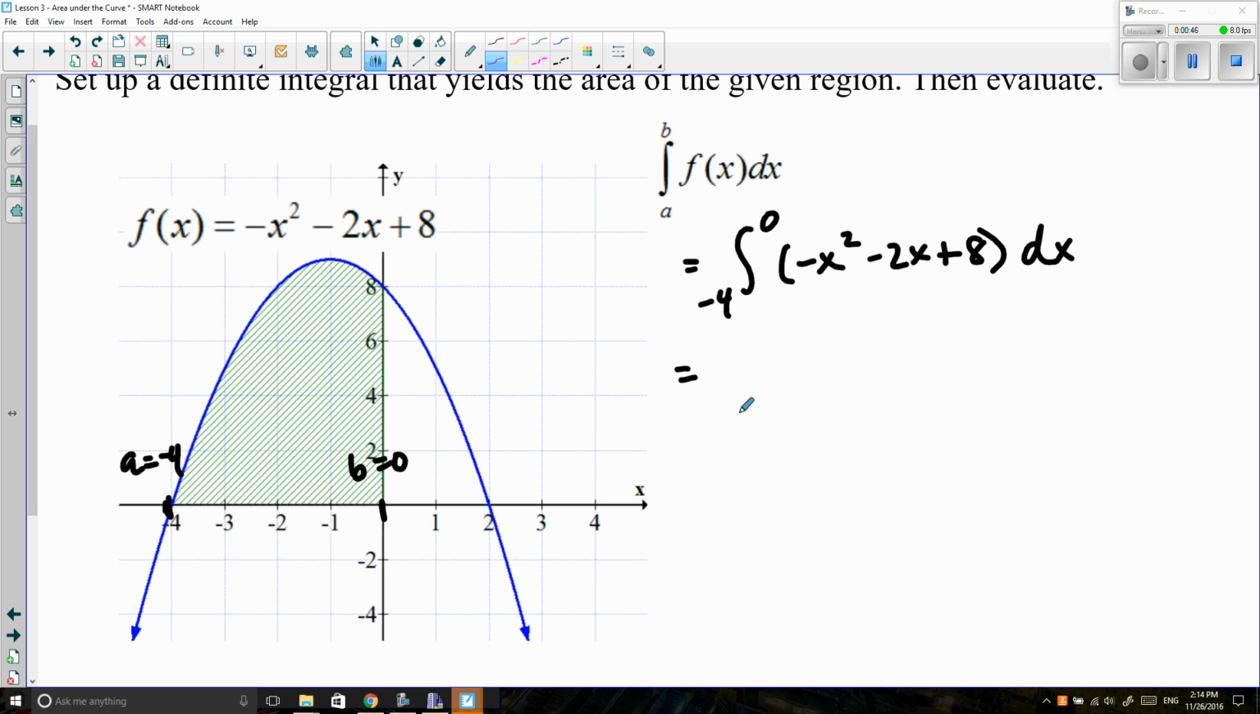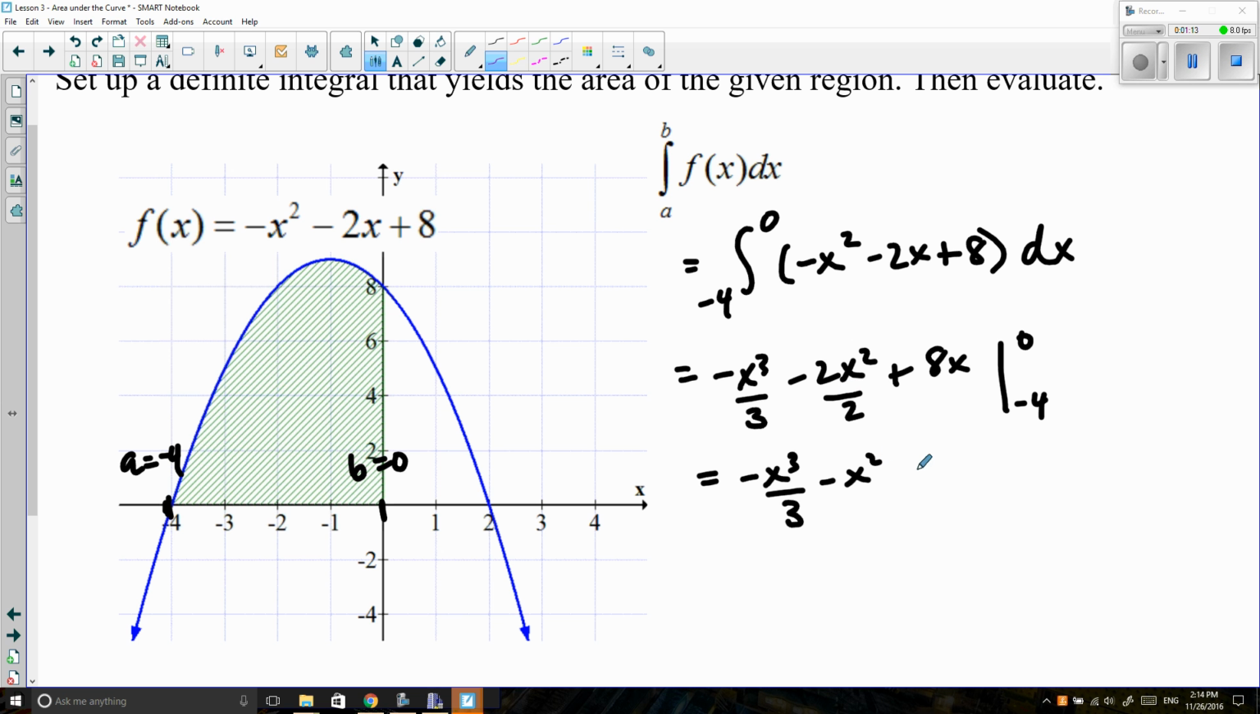So let's actually take the integral first, and then we'll evaluate. So we get -x³ divided by 3, and then -2x² divided by 2, then plus 8x, and then we're going to take the integral from -4 to 0. So I can simplify this. I can get -x³ divided by 3, and then I'm going to subtract x² because the 2 and the 2 cancel. And then this positive 8x can just stay exactly the way it is. Okay, so this is what I have right now, and we're evaluating from -4 to 0.